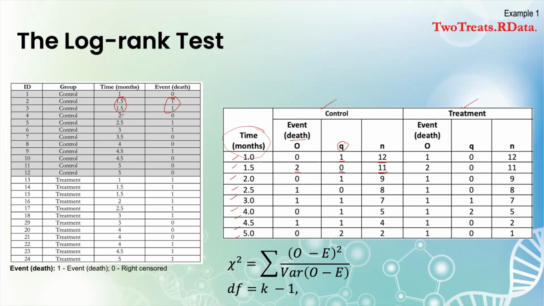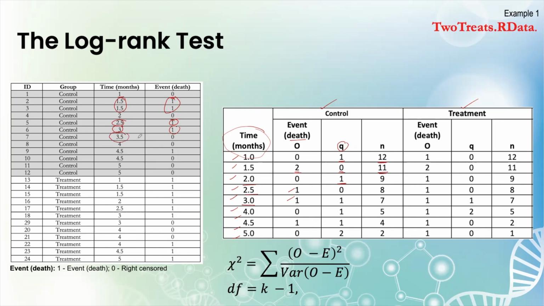Next, on the second month, this is 0. So on the second month, the event did not occur. That's why this is 1. After 2.5 and 3 months, 1 patient died on both. So this is 1 and 1 on 2.5 and 3.